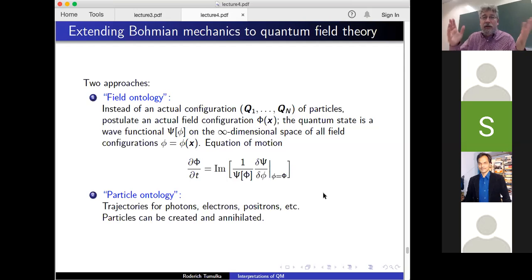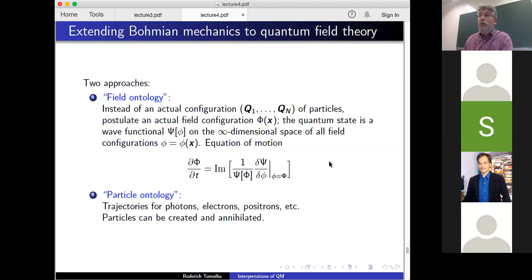In Bohmian mechanics, you can use a field ontology or a particle ontology. A field ontology would mean that instead of particles, you have actual field configurations. So you regard the wave function as a function on the infinite dimensional space of all field configurations. And then there's one point in this space that is the actual field configuration, which satisfies some equation of motion. This is a simple model that has been proposed. So that would be one possibility.